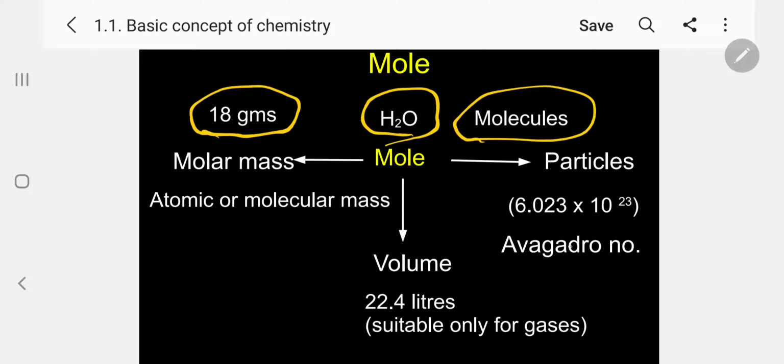6.023 × 10^23, that is Avogadro number. Here, volume is applicable only if it is a gas. If it is not a gas, it is not applicable. Kindly follow. So now this is the basic concept we are going to apply.